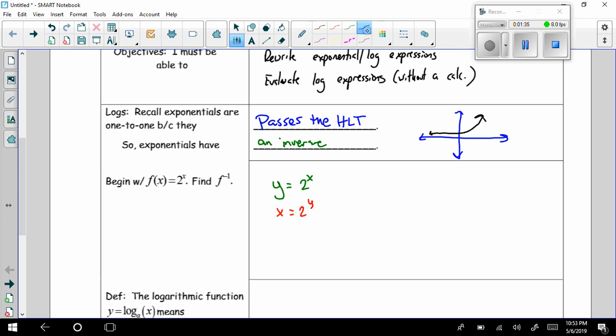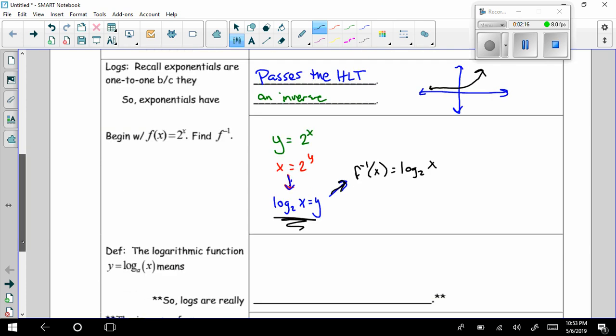So what we're going to look at this lesson is how to convert that into what's called a log or a logarithmic function. And so this actually becomes log base 2 of x is equal to y. So we would write our inverse function as f to the negative 1 of x is equal to log base 2 of x. So we're going to look at today this process here and how to go from one to the other and what that means.